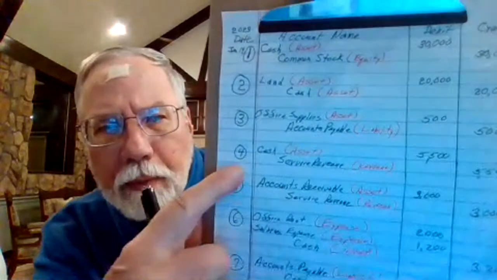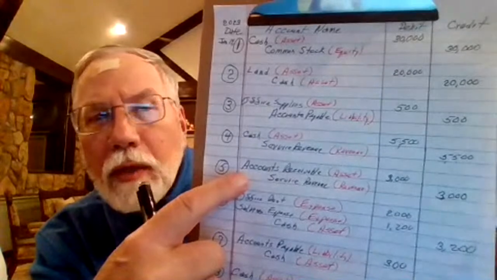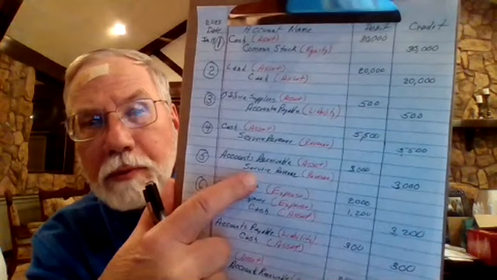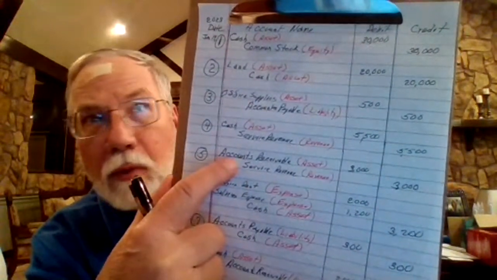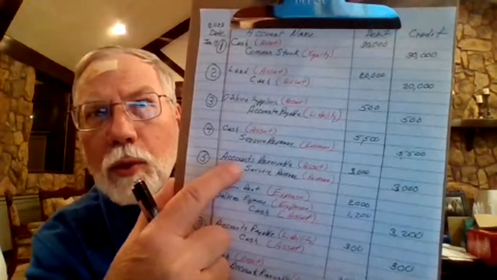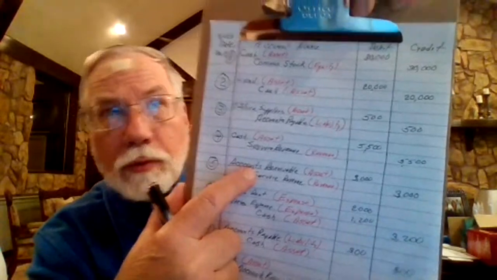Transaction 5. We did some work for people, for customers or clients. They didn't pay us, but they promised to pay us. Again, the service revenue is going to get increased with the credit. That's its normal balance. We're not getting cash, but we're getting their promise to pay us cash at some future point in time. That goes into an asset account called accounts receivable. $3,000. And service revenue, $3,000.